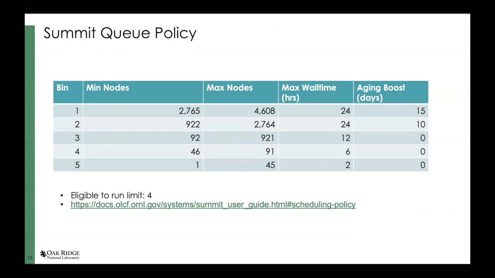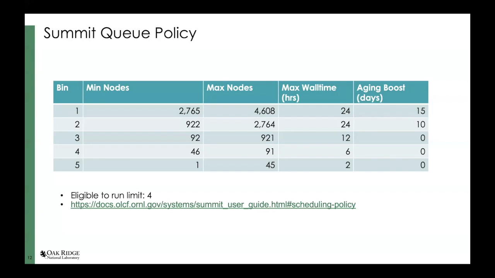You can see here where I listed the docs page, where you can see the policy for this default batch queue, as well as some of the other queues that are available. And it shows here how we bin jobs based on job size. The larger jobs get a boost, so jobs from 2,700 nodes up to the max of the machine get a boost of 15 days. And they can submit a job for a maximum of 24 hours.